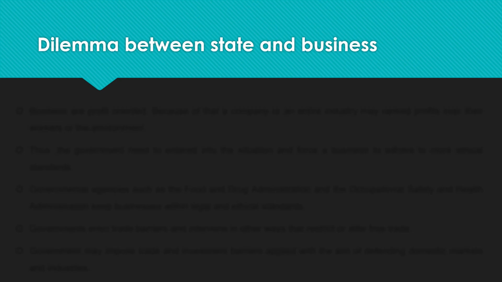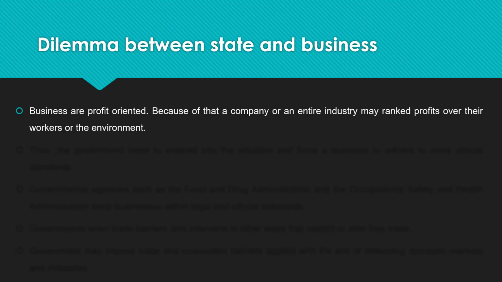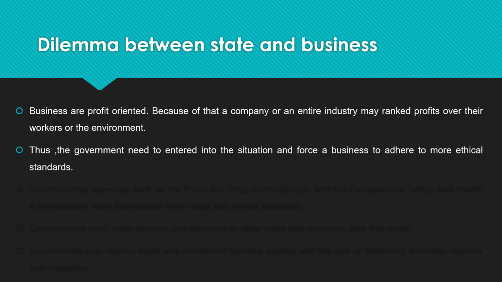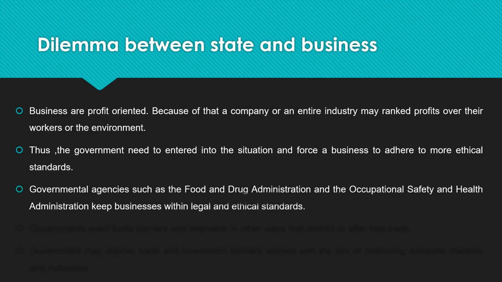Now let's look at the dilemma between state and businesses. Businesses are profit oriented. Because of that, a company or an entire industry may rank profit over their workers or the environment. Thus, the government has entered the situation and has forced businesses to adhere to more ethical standards. Government agencies such as the Food and Drug Administration and the Occupational Safety and Health Administration keep businesses within legal and ethical standards.